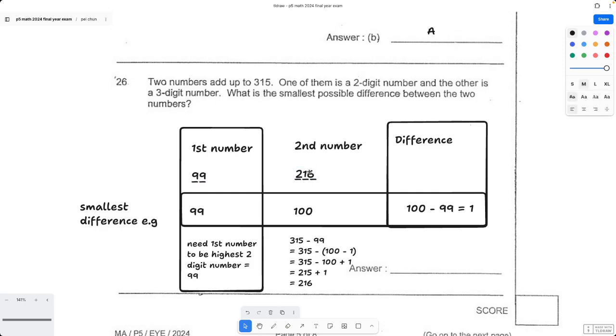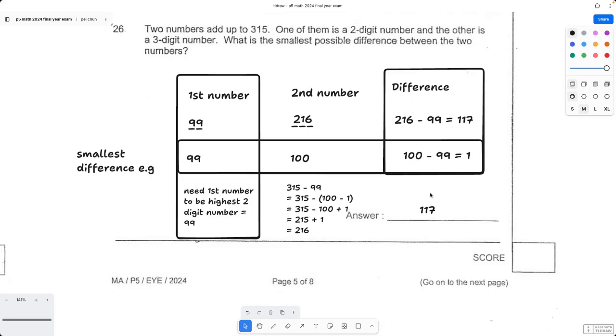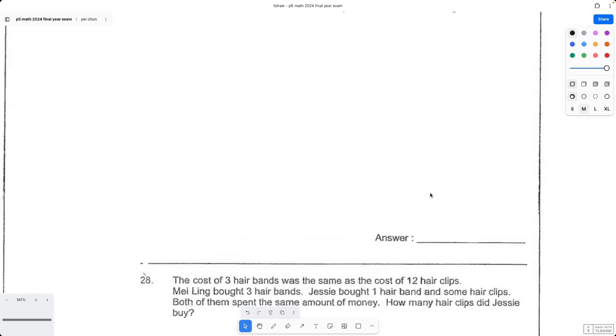Okay, so that means difference is 216 minus 99. Wait, 216 minus 99 is 117. There you go. So the answer is 117. Right. Okay. Done. All right. Let's move on to question 27.